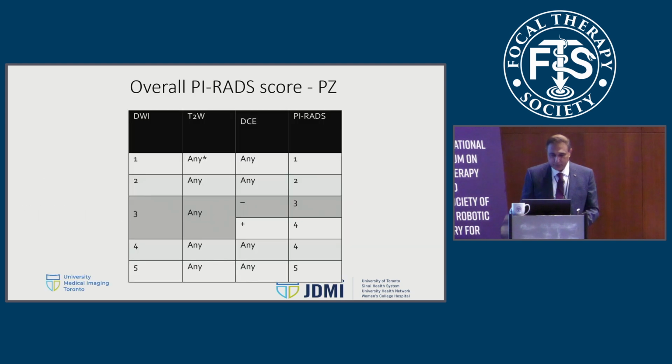And I'm going to show you a few examples here, but before that, what's the reason for having a dominant sequence? As I said, for peripheral zone, diffusion weighted image is the dominant sequence. So whatever score you have for a lesion in the peripheral zone on your DWI is going to be your overall PI-RADS score as well. Except if it's a 3, you then look at your secondary sequence in the peripheral zone, which is the DCE, and if it's positive on DCE, you can bump it to a 4.